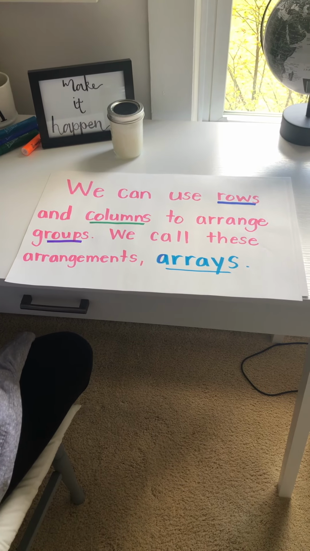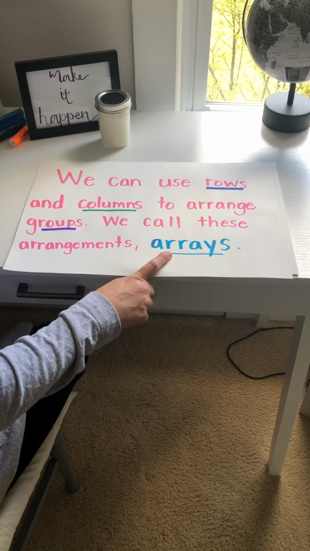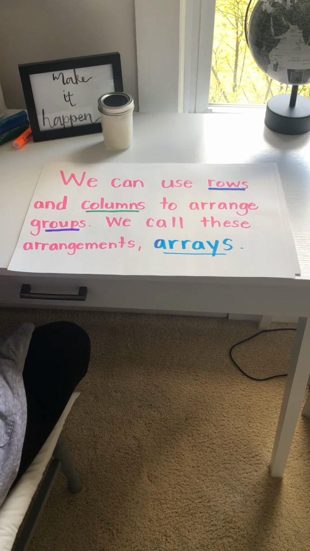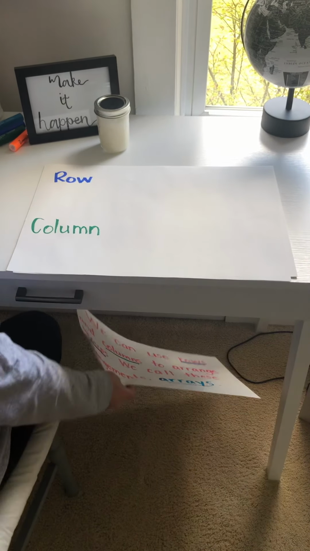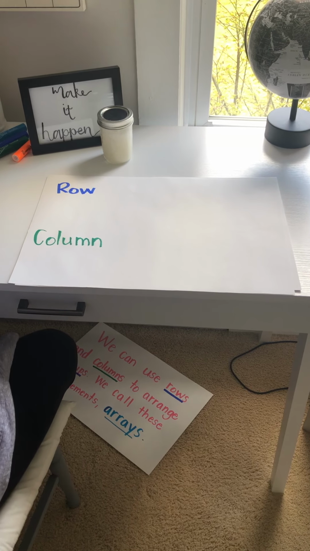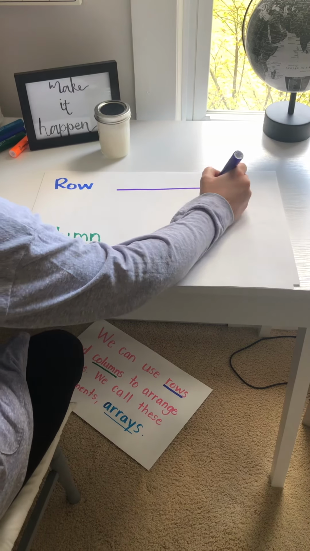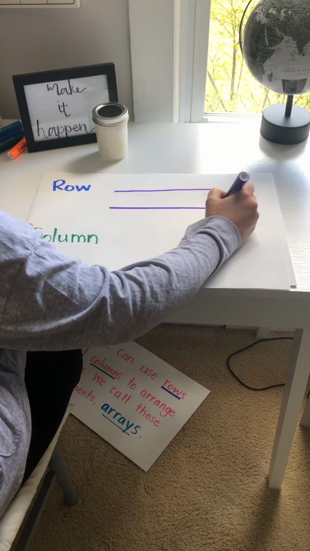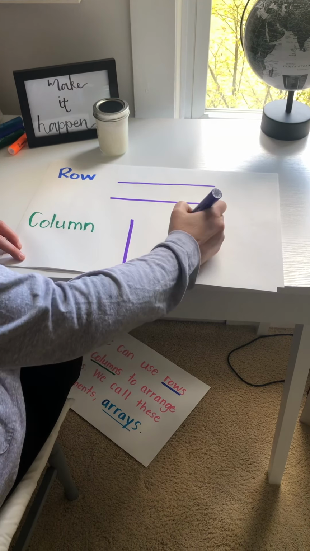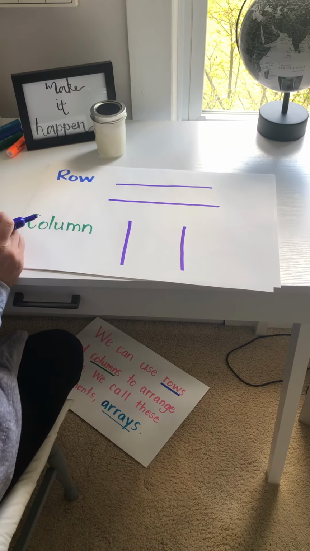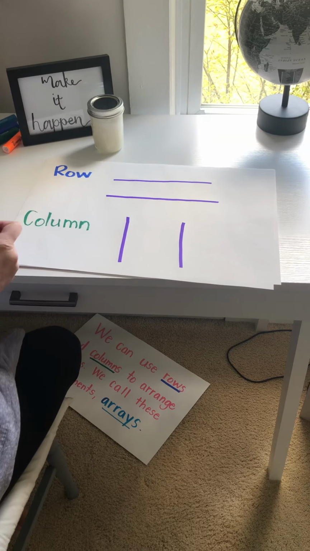We call these arrangements, once we get them all together, an array. They're called arrays. So today we're going to start the foundation of building an array. Now to do that, we have to first talk about a row. A row is something we're going to see that goes like this. These are rows. Columns go up and down. That's a column. So remember, row goes across, column goes up and down.